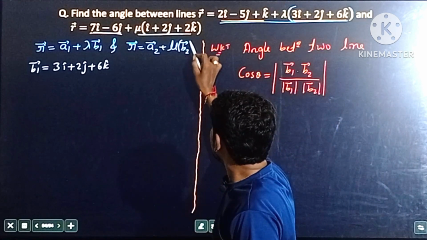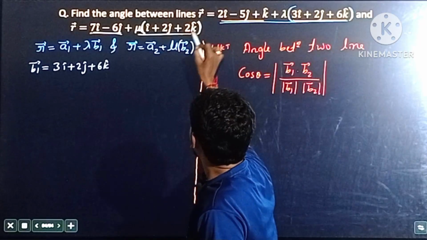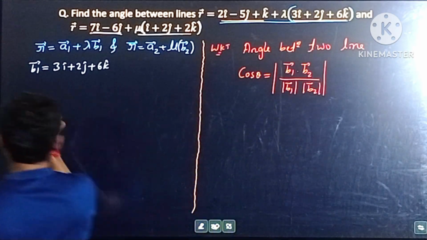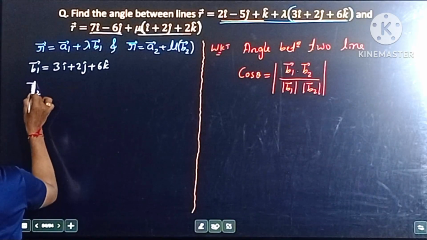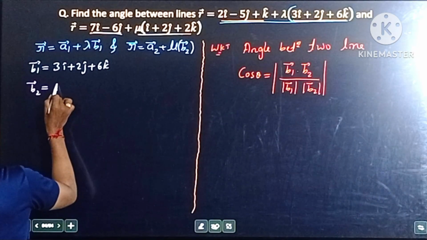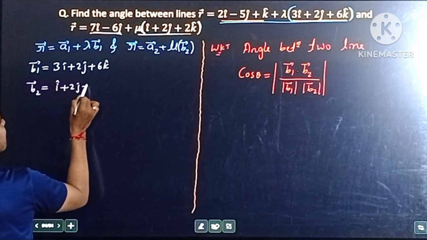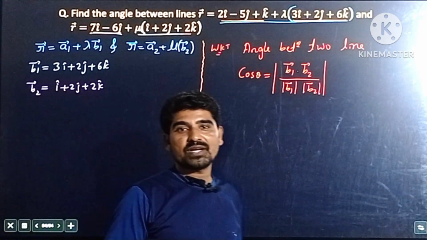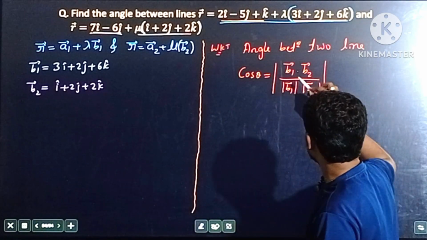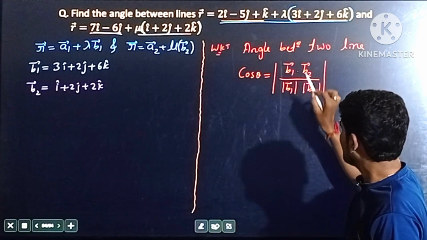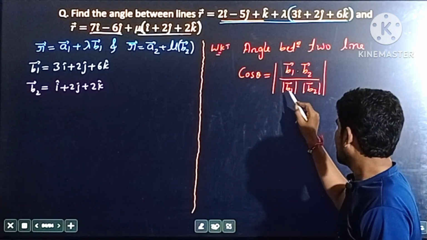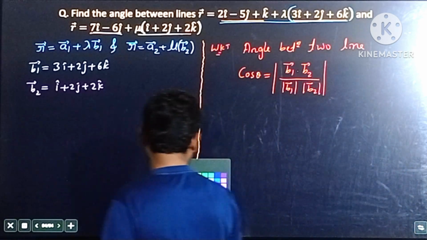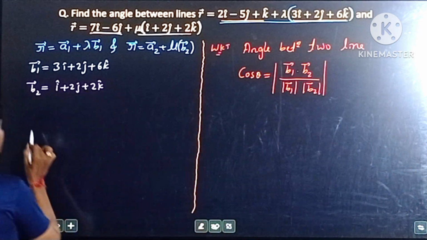So in place of b2 vector, we have i plus 2j plus 2k. Therefore, the direction vector of the second line, b2 vector, is i plus 2j plus 2k. So we got the required b1 vector and b2 vector. Next, we need the required values, that is, b1 vector dot b2 vector, magnitude of b1 vector and magnitude of b2 vector. So first, I am going to find the b1 vector dot b2 vector.